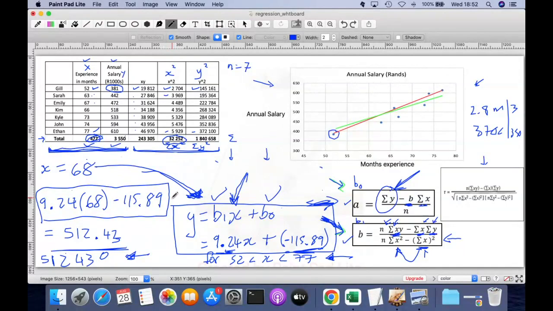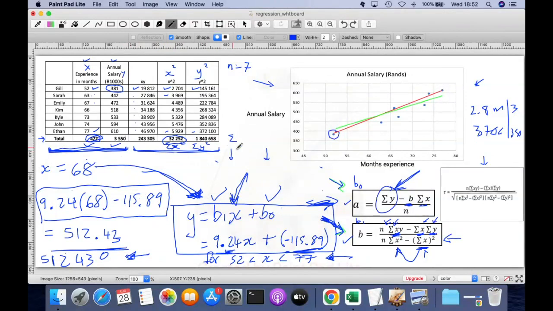But just to give you an idea, in the real world, you would actually use programs or software or Excel to do this work for you, so it makes it a lot easier. But obviously for the exam and the assignment, you need to know how to do it using your calculator, just to show that you understand how to do it. All right, so that's getting the line of best fit or the least squares line.